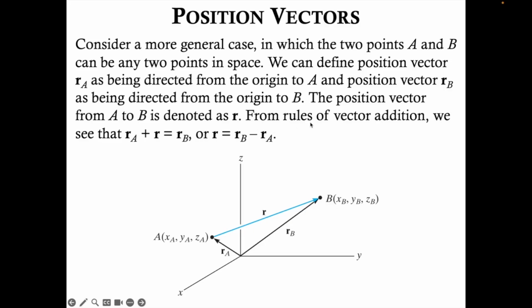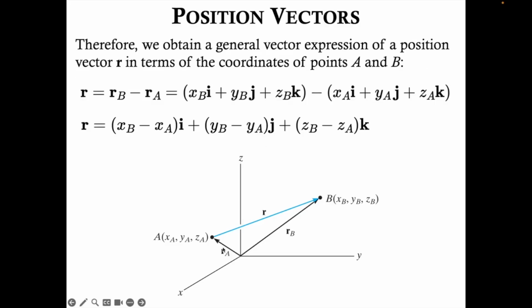So from the rules of vector addition, say using the head-to-tail method of vector addition that we've learned in chapter 2, we see, for instance, that vector r sub A plus vector r equals vector r sub B. So take a look at the diagram and prove that to yourself, okay? Vector r sub A here plus the vector in blue r gives us the vector r sub B. There it is. Or rearranging, the position vector r from A to B that we're calling r equals vector r sub B minus vector r sub A.